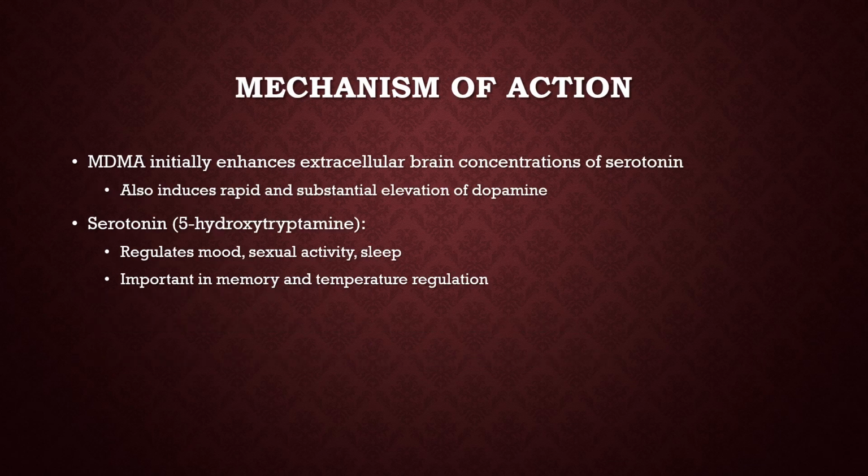Ecstasy predominantly works on the brain by increasing the concentration of serotonin outside of the nerve cells. It also causes a large increase in the amount of dopamine outside of the nerve cells. And these changes in the levels of serotonin and dopamine cause increases in nervous activity. Serotonin is the main transmitter in the brain that's responsible for regulating mood, sexual activity, and sleep. And these are the desired effects that the drug user is seeking.